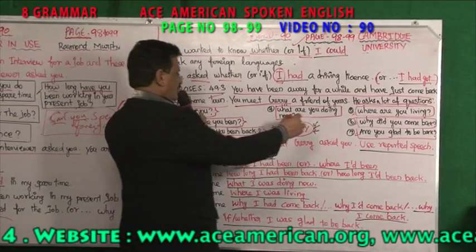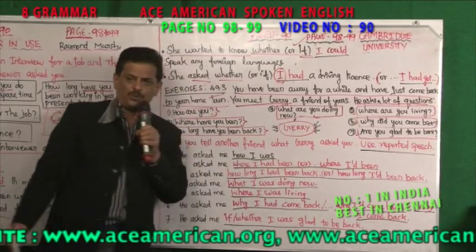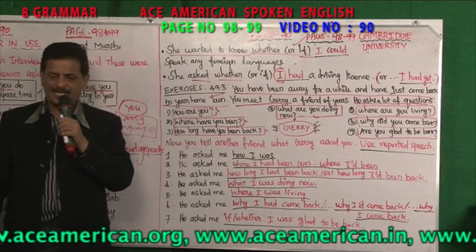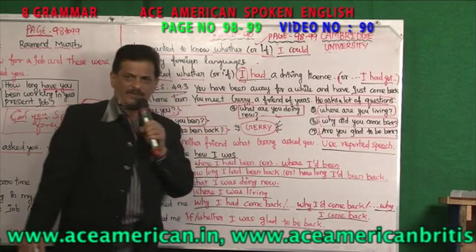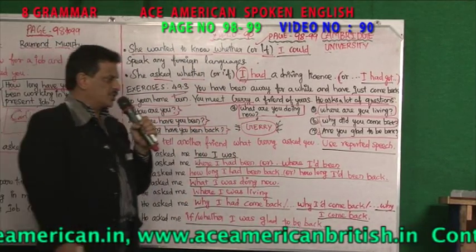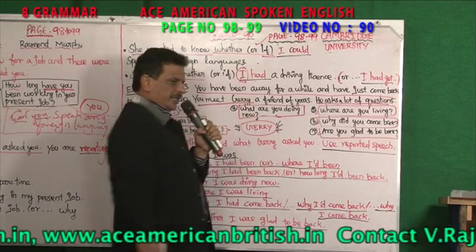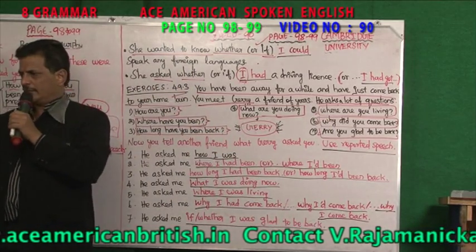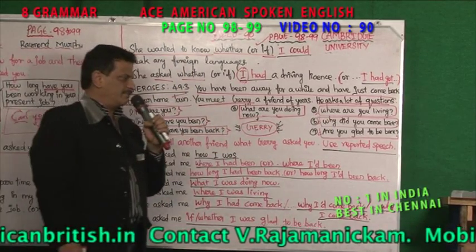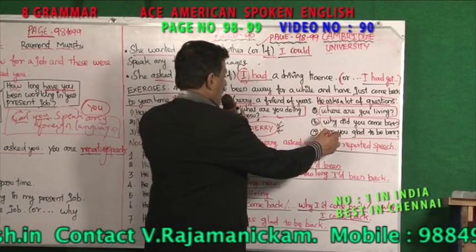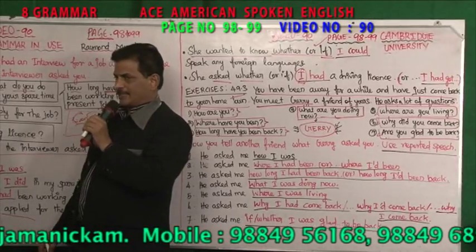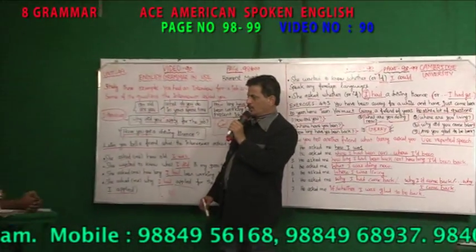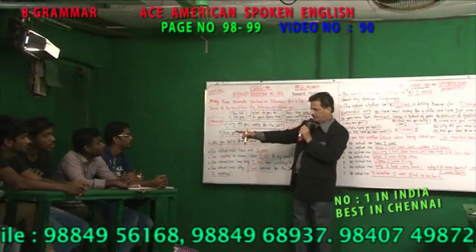The fourth question he asks you, what are you doing now? What are you doing now? Who asks? Jerry asks you. And Jerry asks you, where are you living? Now in Chennai, where are you living? So Jerry asks you, why did you come back? Why did you come back from Delhi? Why can't you stay there? Why did you come back from Delhi? Are you glad to be back? Are you happy to be back? Are you happy to be back in Chennai? Right? These are the questions. Who asks? Jerry asks you.